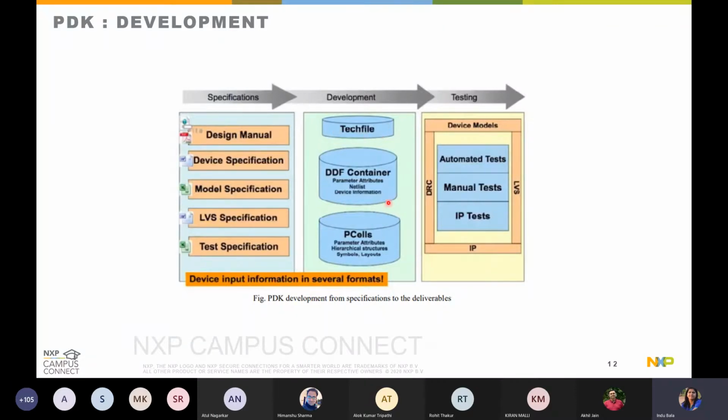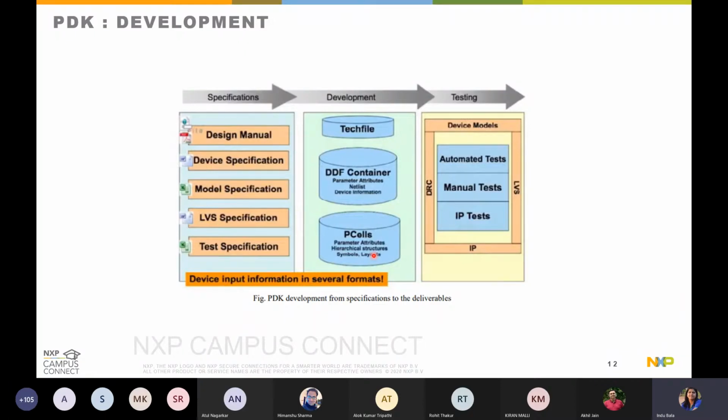Then you have the design device data format container, where you are creating your devices, right? So you're creating your netlisters, or you're providing all the front-end information for the device: what kind of parameters, how it should be netlisted, or what the device information is. Then PCells. Apart from the tech file, PCells take most of the time for PDK development, because they are the most complex items and need a lot of iterations and testing before we deliver the PDK.